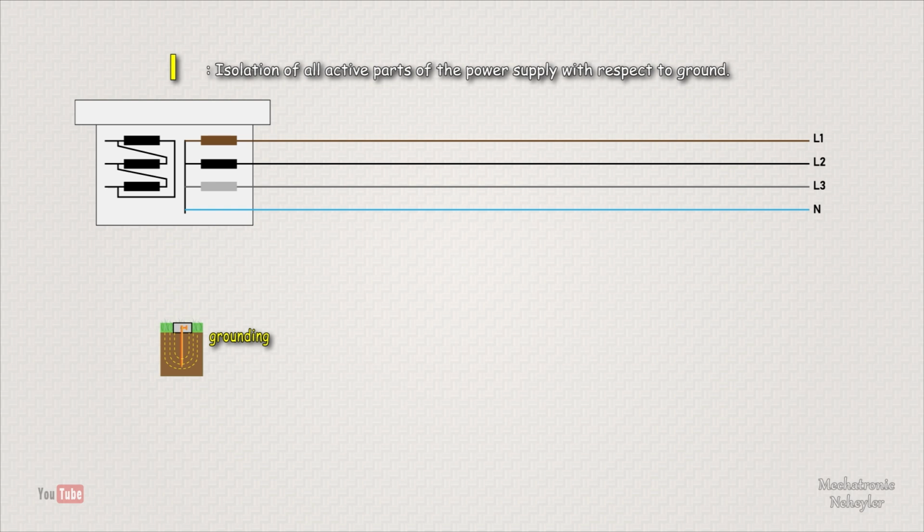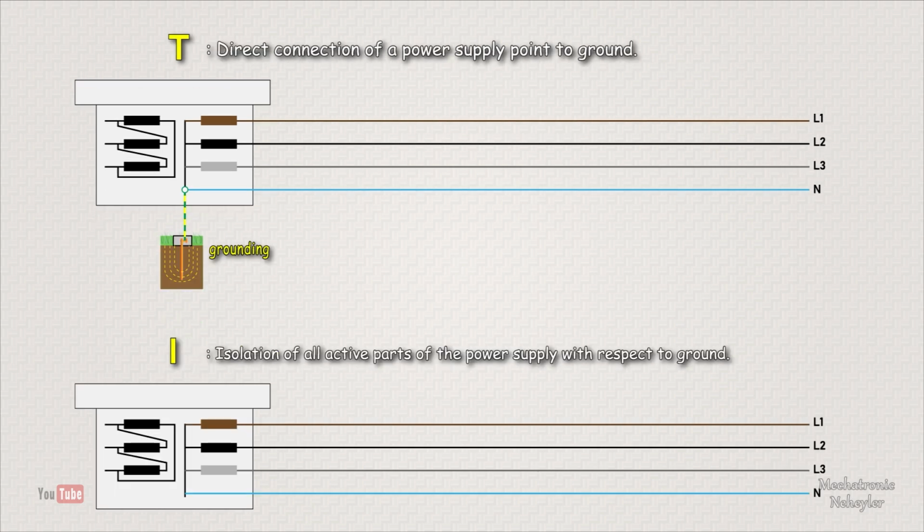And we use the letter I if the active parts of the installation are isolated from ground or if the impedance between these points is too high. So, we use T if there is a direct connection to ground, and the letter I if there is no connection to ground or because the impedance is very high, which is assumed as if there were no connection.